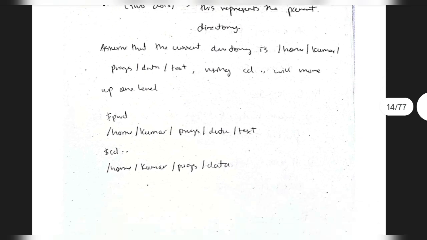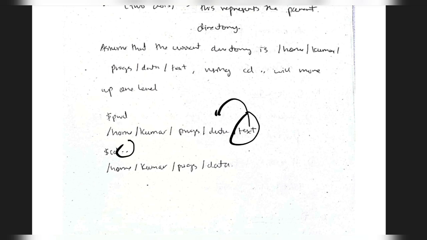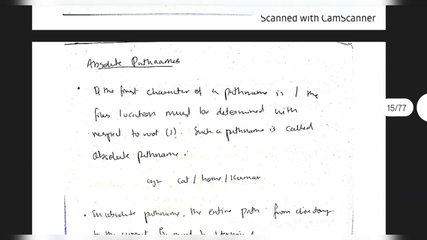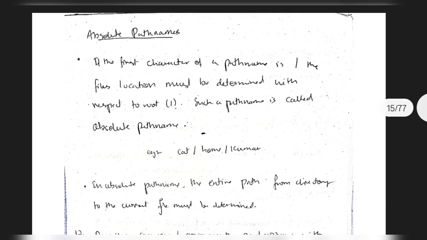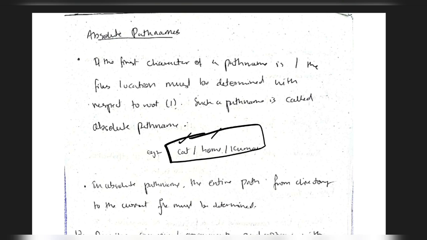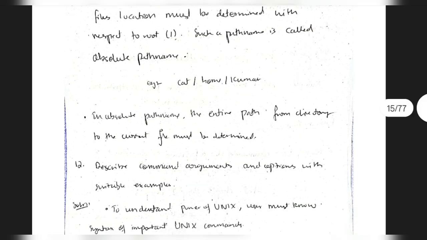So an example is here. Currently your current directory is this one. If you write cd dot dot, you will be moved to the parent directory. That was about the relative path name. And the absolute path name is where you specify from the root the path you want to go to. So that's the only difference.